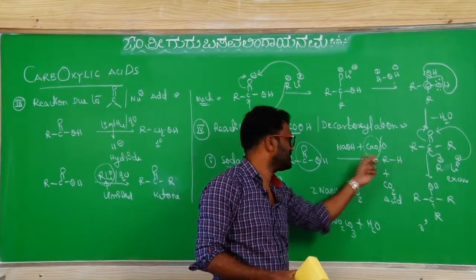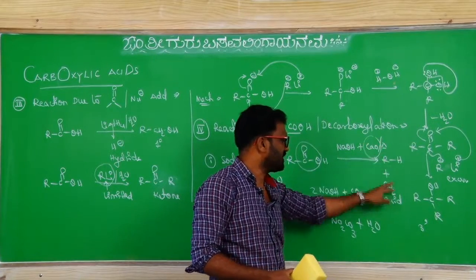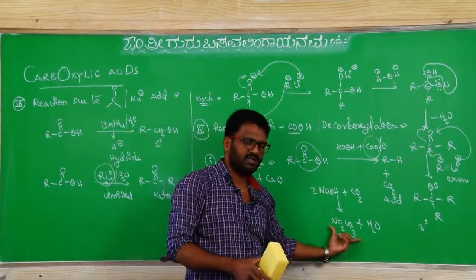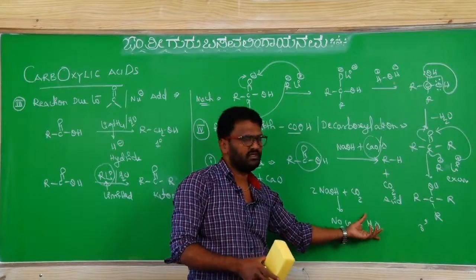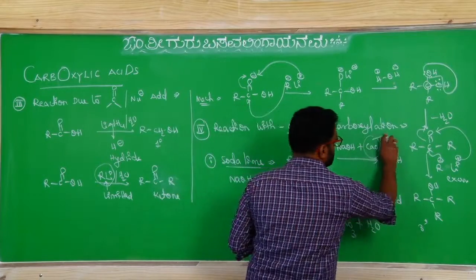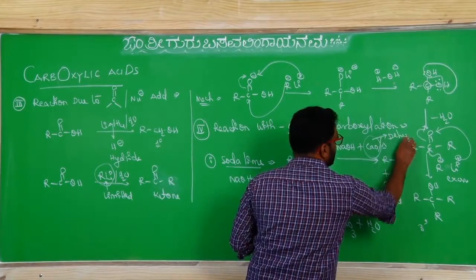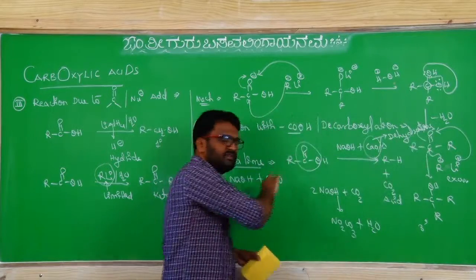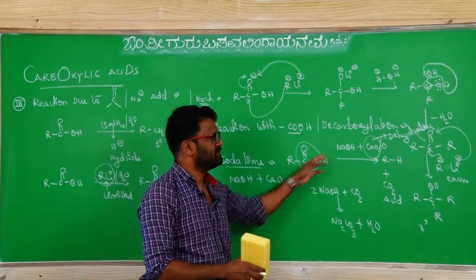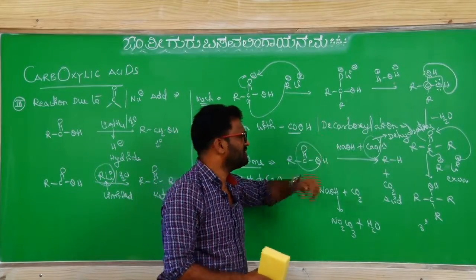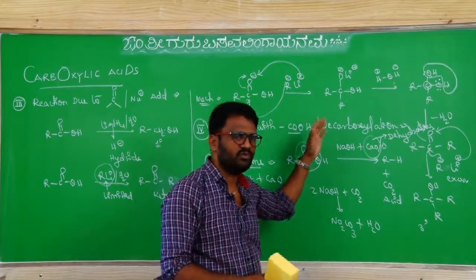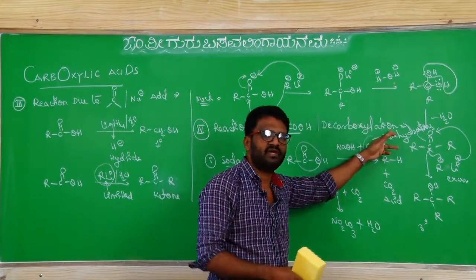Once you heat and get the carbon dioxide, the carbon dioxide reacts with NaOH and is converted into sodium carbonate plus water. So the main role of calcium oxide is as a dehydrating agent. If there is any moisture in the reaction vessel with the reactant, it will remove it. Otherwise, there will be side reactions.